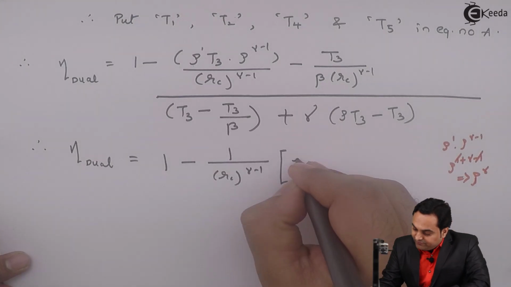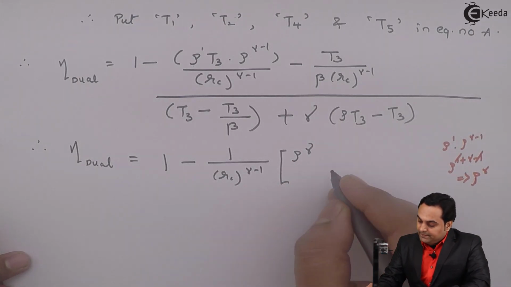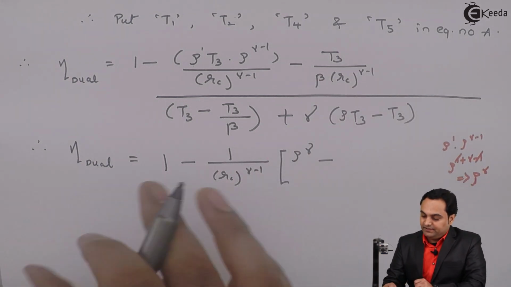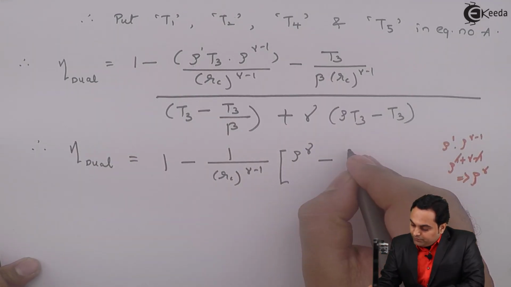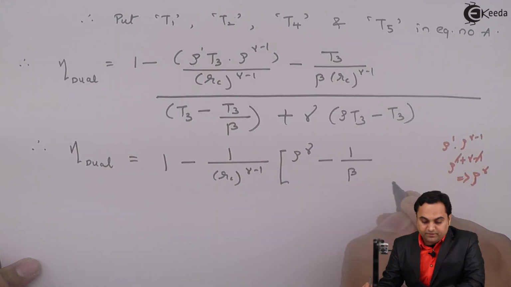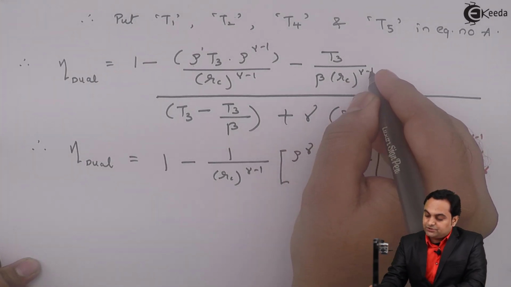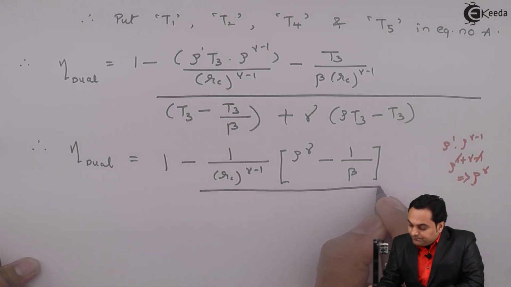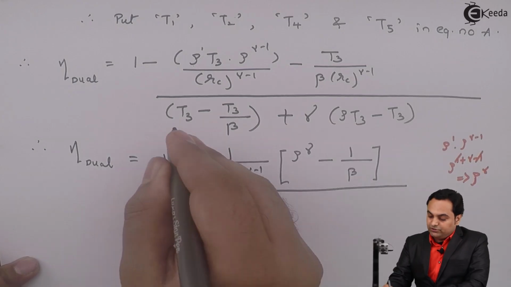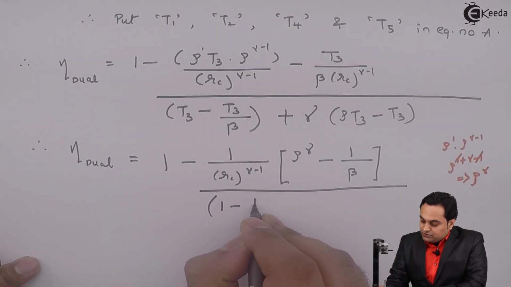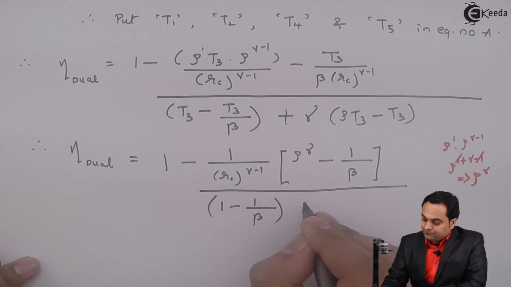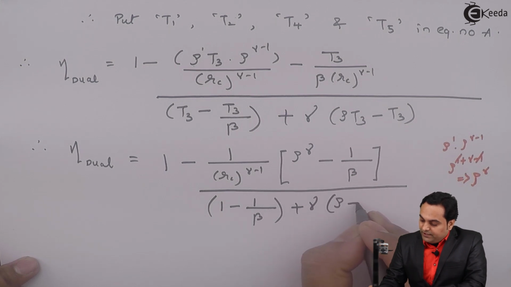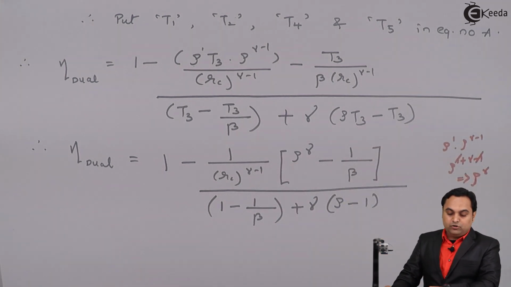So in the numerator I have rho raised to gamma minus, T3 I have already taken common at the start and cancelled it out. So 1 upon beta is what remains here, because we have taken Rc raised to gamma minus 1 also outside. Next, in the denominator, T3 has been taken outside, so here we have 1 minus 1 upon beta plus gamma, and it is rho minus 1 because we have taken T3 common.